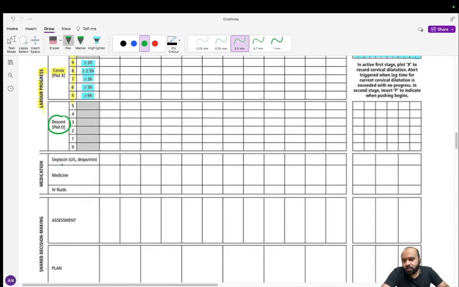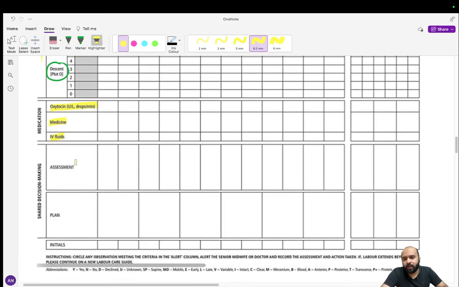Then for oxytocin, the same thing as we have discussed earlier, the dose has to be mentioned, how many drops per minute is to be written. Also, if there is any other medicine and IV fluid that is going on. Finally, I have to write my assessment, that what is my assessment?